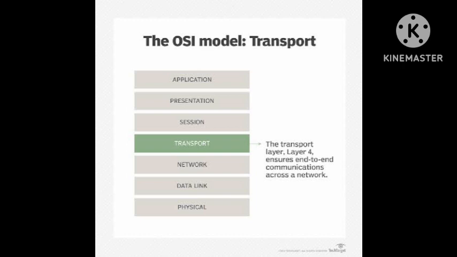TCP segments contain sequence numbers for the order of data reassembly. UDP segments are not concerned with data reassembly. The TCP reliability mechanism works as part of a session.